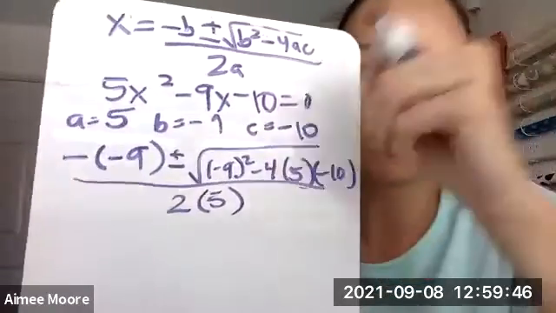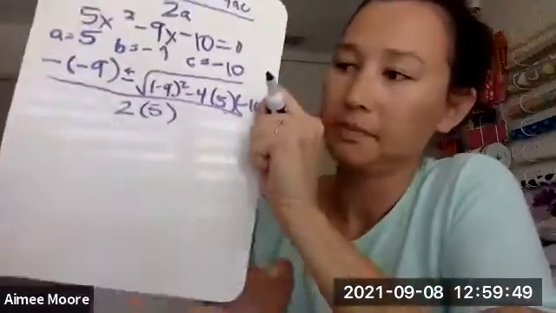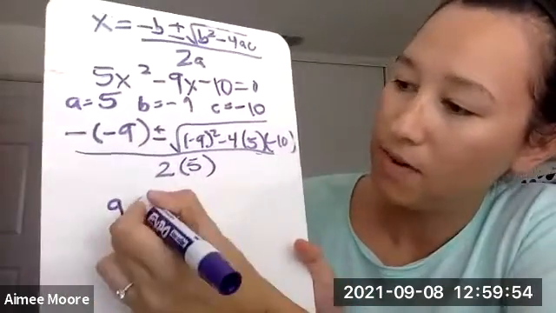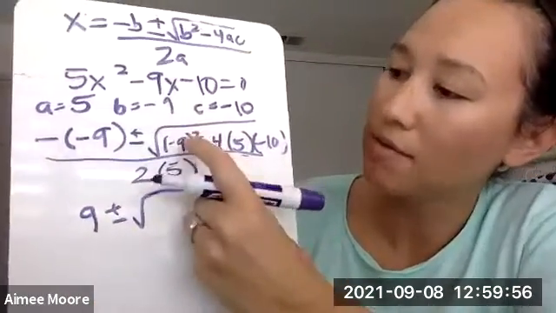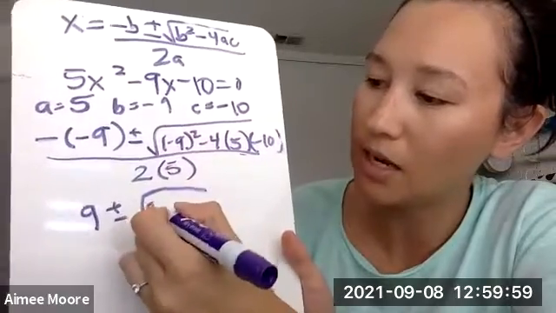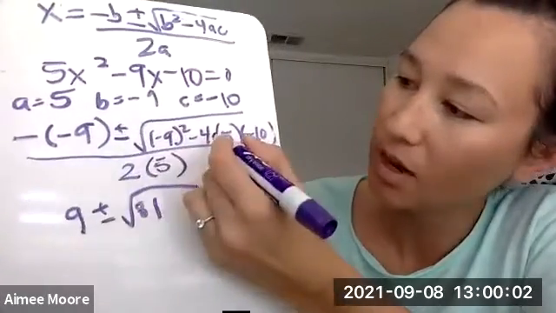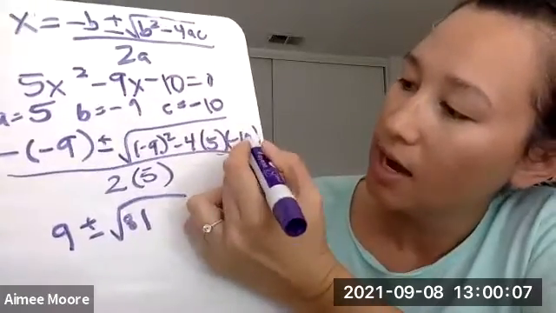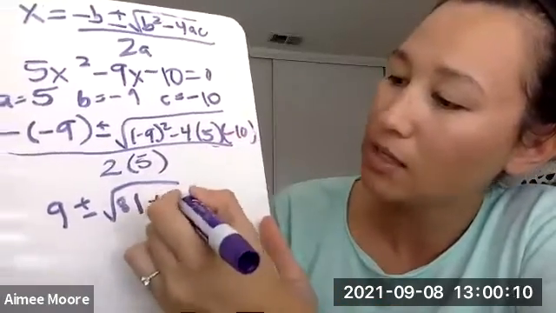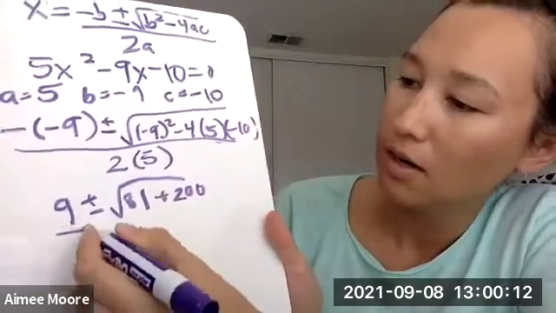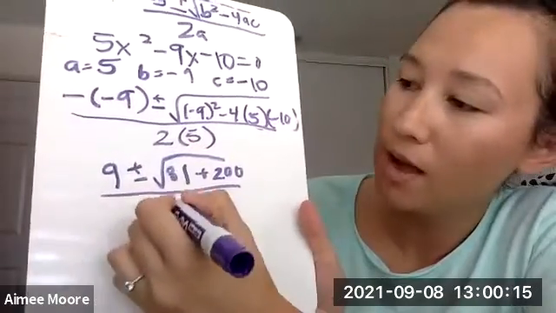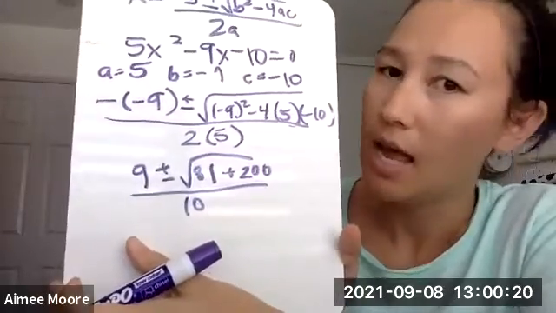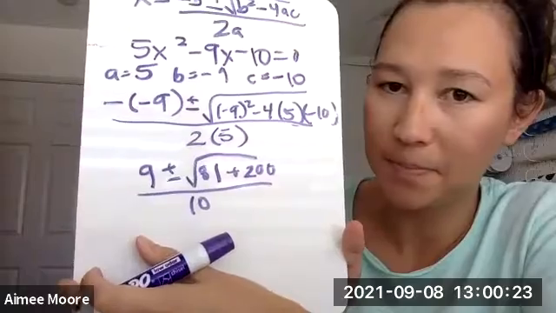And now we just have to simplify. So we're just going to go step by step. So negative 9 is positive 9, plus or minus the square root of negative 9 squared, negative 9 times negative 9, which is 81. And then we have to do negative 4 times 5 is negative 20 times negative 10, which is positive 200, divided by 2 times 5, which is 10. Any questions how I simplified and got that step?